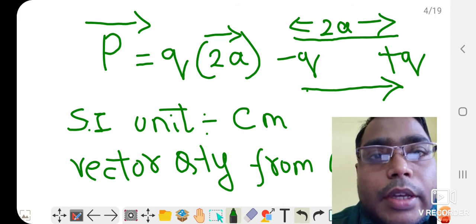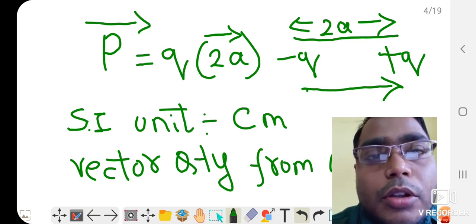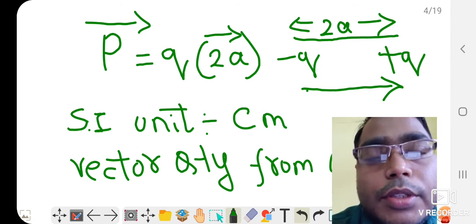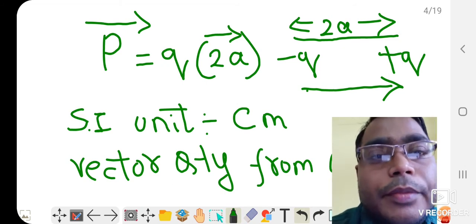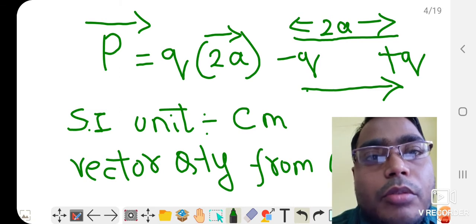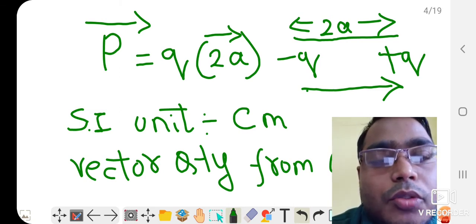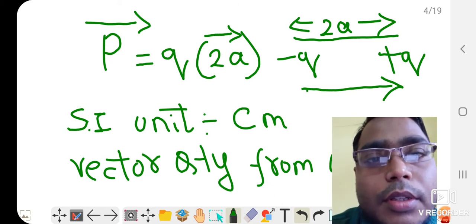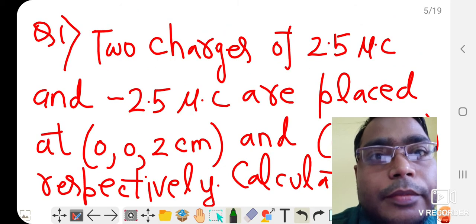Now what is the SI unit of dipole moment? It is coulomb meter, because you all know that the unit of charge is coulomb and the unit of distance is meter. So the SI unit of dipole moment is coulomb meter. And what is the symbol of dipole moment? It is given by capital P. I think you have understood the meaning of dipole and what dipole moment is. Let us now try to do some numericals based upon this concept.